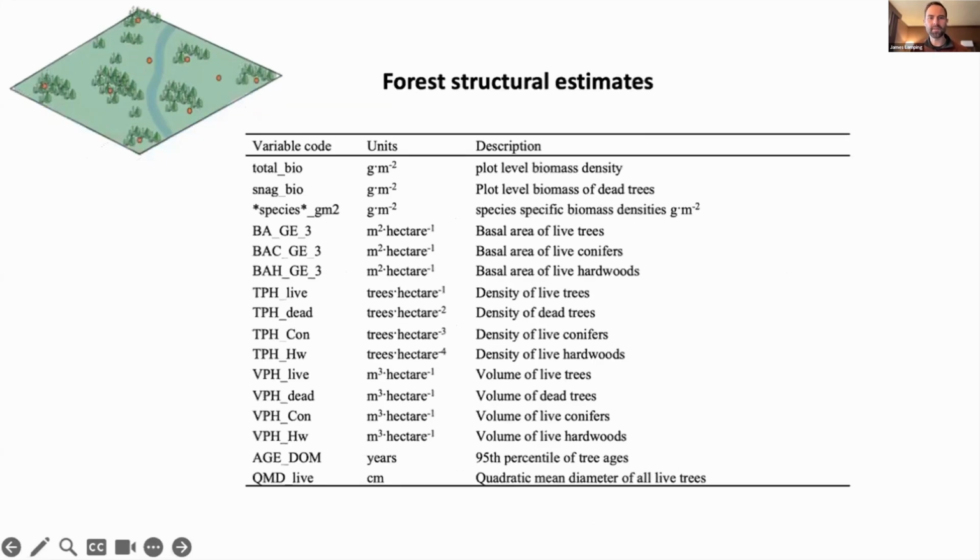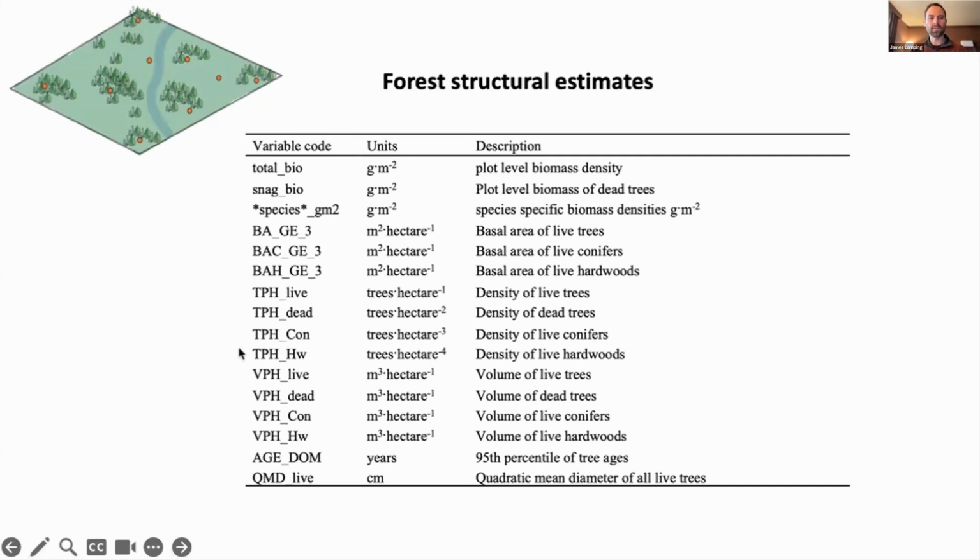And then these are the 4 structural estimates that we made at the plot level. Each one of these we calculated from the plot data, and those ended up being our resulting imputation maps in the end. So we have total above ground biomass, total above ground snag biomass, and above ground biomass for the major above ground tree species. Those are individual maps for each species.